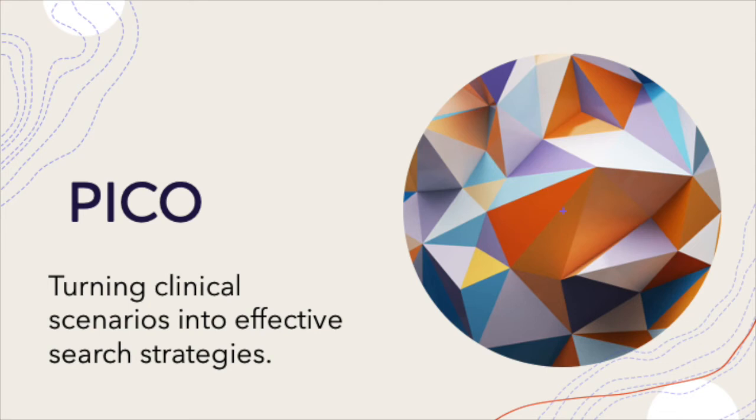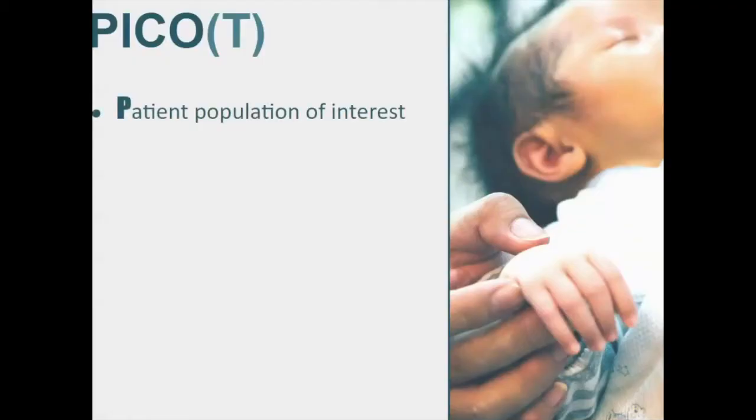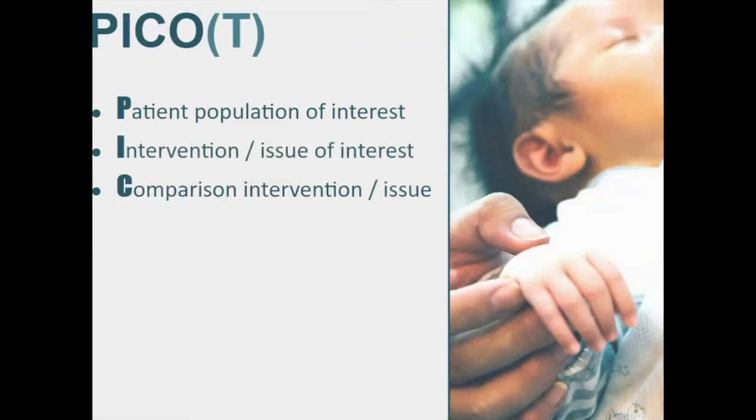PICO is one of the main methods used in formulating answerable foreground questions in clinical practice. PICO, of course, is the acronym, which stands for Patient or Population of Interest, Intervention or Issue of Interest, Comparison Intervention if there is one, and the outcome you are seeking or expecting. Note that time may be included in the PICO acronym, but it is only used as part of a question that is looking at the effect of a specific intervention of a certain duration or frequency.